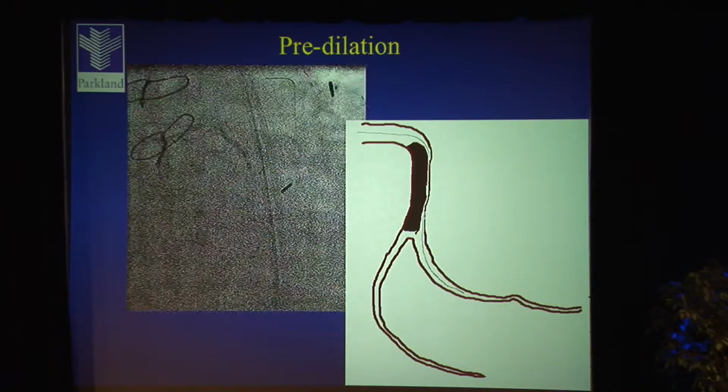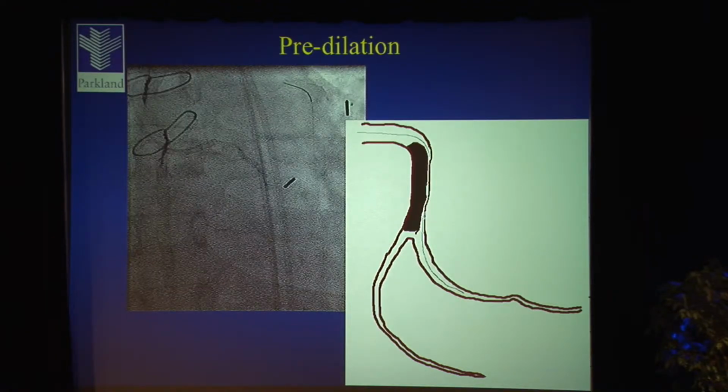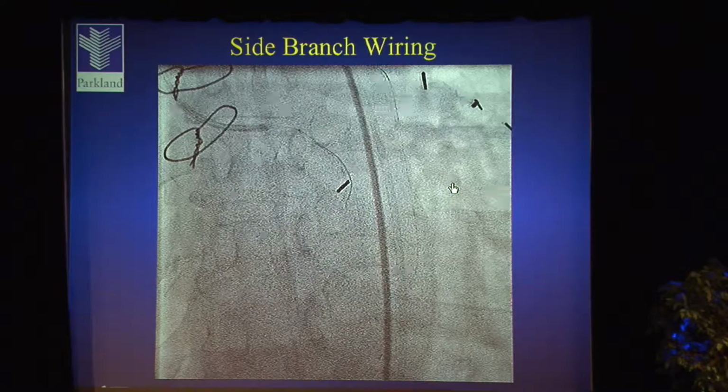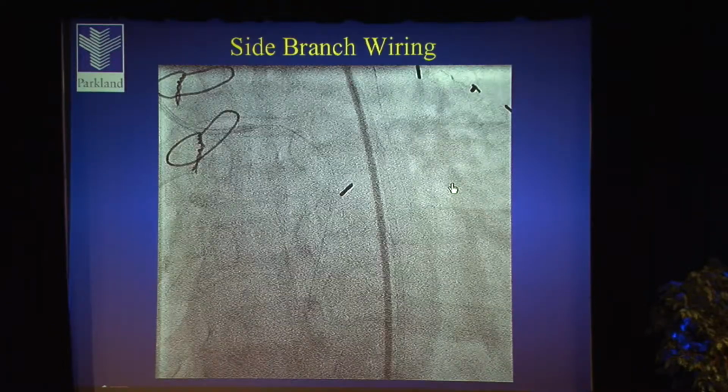And so the dilation after a wire crossing is achieved is an important step here, and I think it's important to try to stay proximal to the true bifurcation, so that you have some room to work in terms of re-entry into the side branch. And this is exactly what we're doing here. There's a wire in our true lumen in the obtuse marginal.